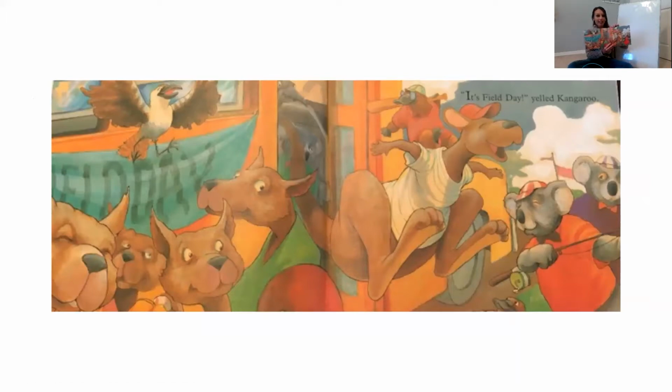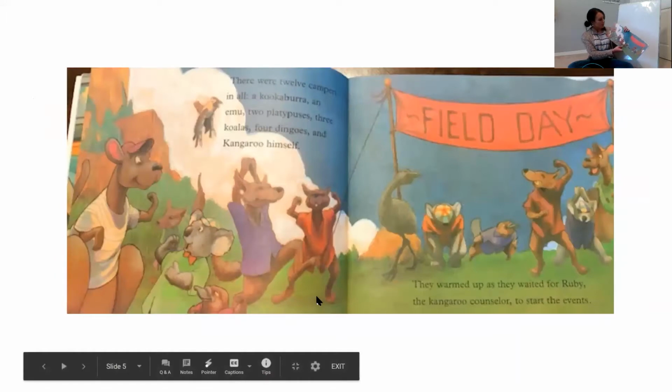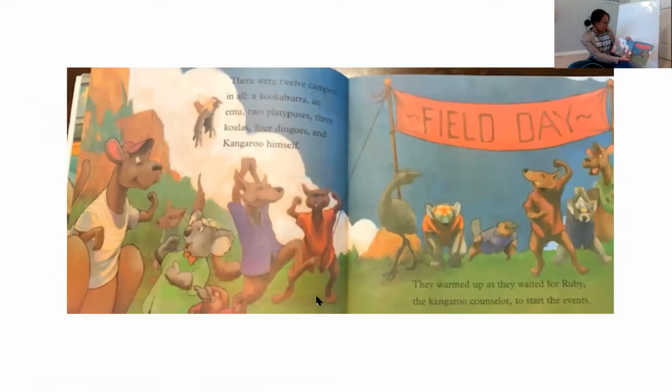It's field day, yelled Kangaroo. There were 12 campers in all: a kookaburra, an emu, 2 platypuses, 3 koalas, 4 dingoes, and Kangaroo himself. They lined up as they waited for Ruby, the kangaroo counselor, to start the events.